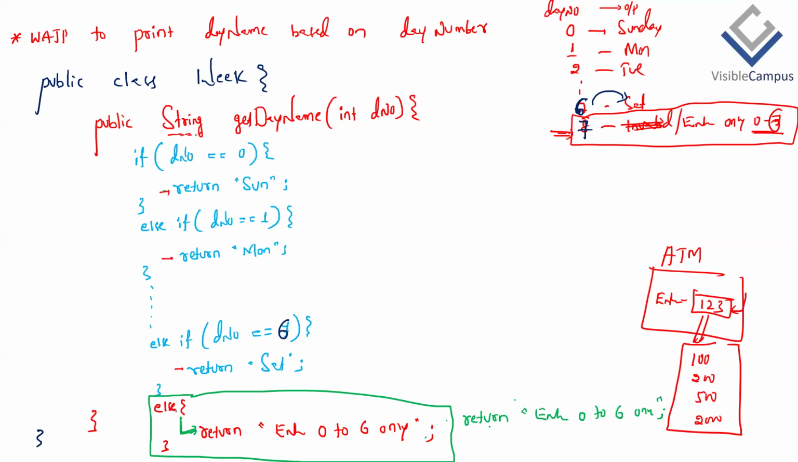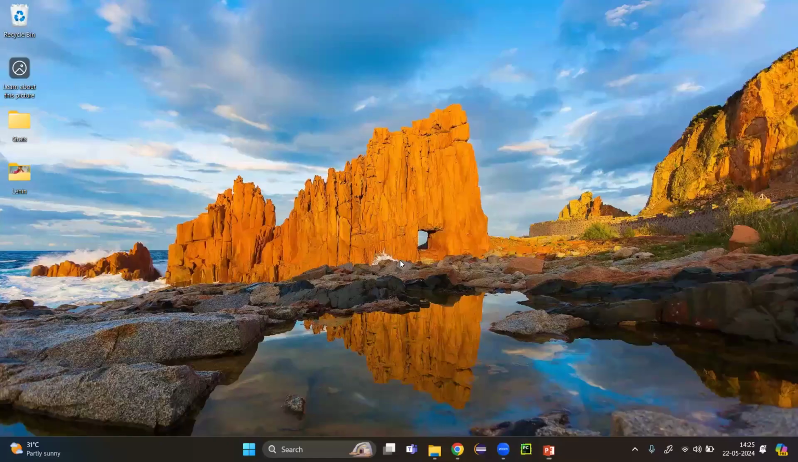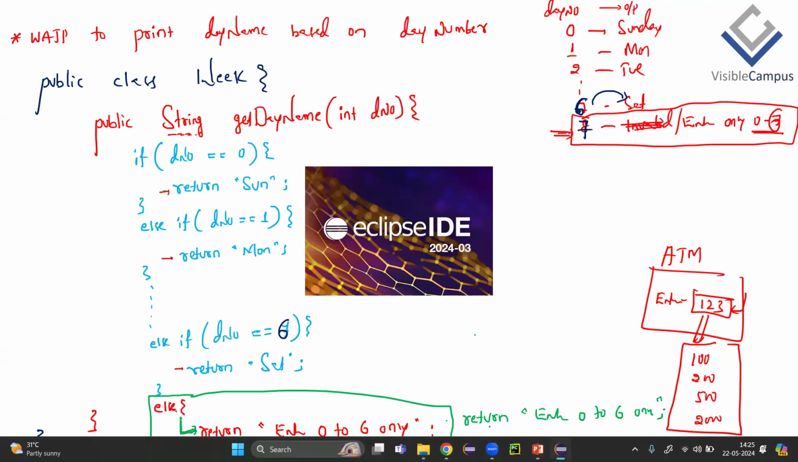We'll execute this. Now, how do you execute this program? Take one more class with a main method, create the object for this week class and call this method by passing the input as a day number. Correct? So for this, I'll execute this through Eclipse. Please, any questions, any doubts? Ask me clearly.